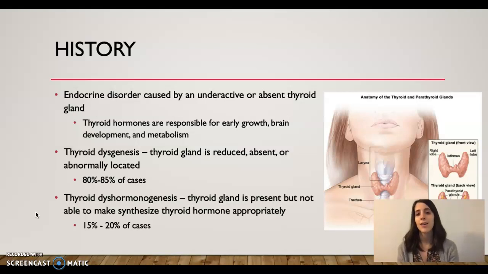The other less common type of congenital hypothyroidism is thyroid dysmonogenesis. That's tricky to say. In those cases, which are 15 to 20% of the cases, the thyroid gland is there, but it's just not able to synthesize the thyroid hormones appropriately. So there's some sort of mutation going on where the thyroid gland just isn't producing the hormones that it needs to produce. So that's a little bit of history.